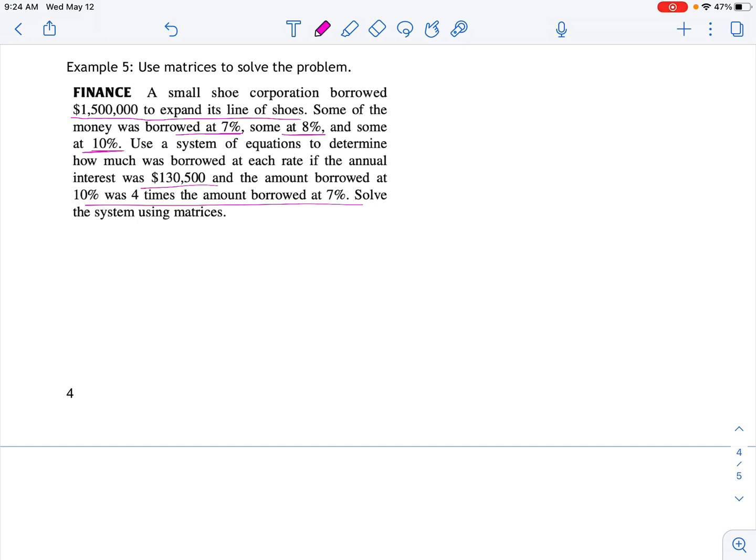All right, so I'm going to say that the amount borrowed at 7%, I'm going to call that X because I don't know what it is. The amount borrowed at 8%, I'm going to call that Y. I don't know what it is. And the amount borrowed at 10%, I'm going to call Z. I don't know what that is. So if I take X plus Y plus Z, that is the amount borrowed at each, and it says that the total borrowed was $1,500,000. So that'll be my first equation.